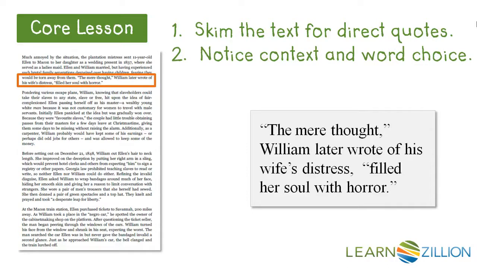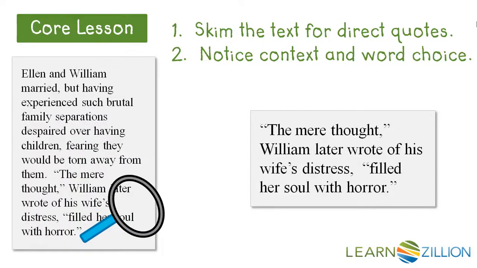It's important to think about the context by rereading the sentences around the quote. The quote alone doesn't tell us what William is talking about. Looking back to the paragraph, I see that he's referring to having children. Let's look at the words William chose. Wow, "mere thought," "soul," and "horror." This quote's full of strong words.